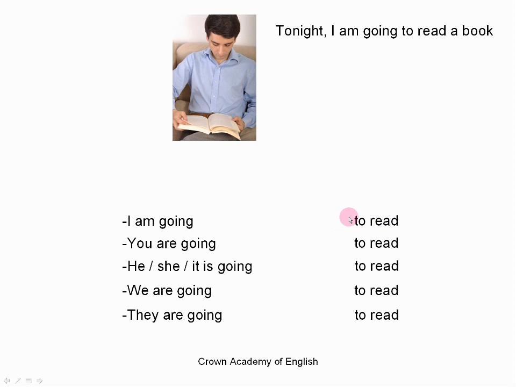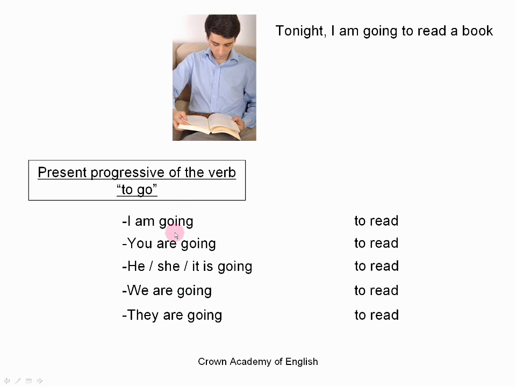So we separate this part out, and we can see that there are in fact 2 parts of the structure. The first part on the left is the present progressive of the verb to go. Okay, so if you do not know what the present progressive is, then I advise you to look at my other lesson. It's on the screen now here. I have another lesson explaining what the present progressive is. So it is the present progressive of the verb to go.